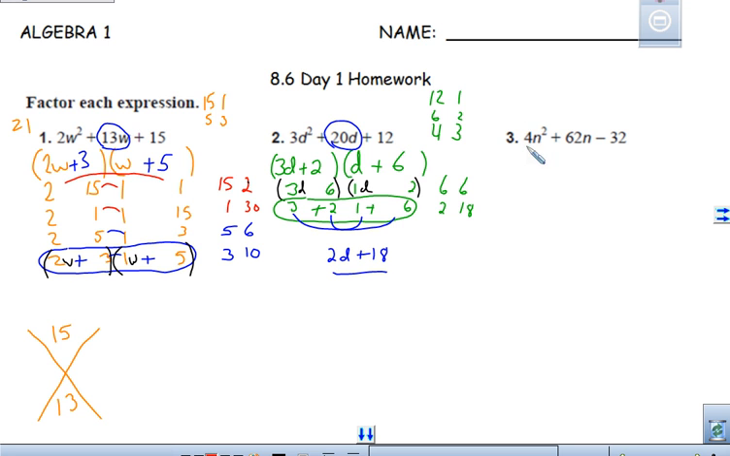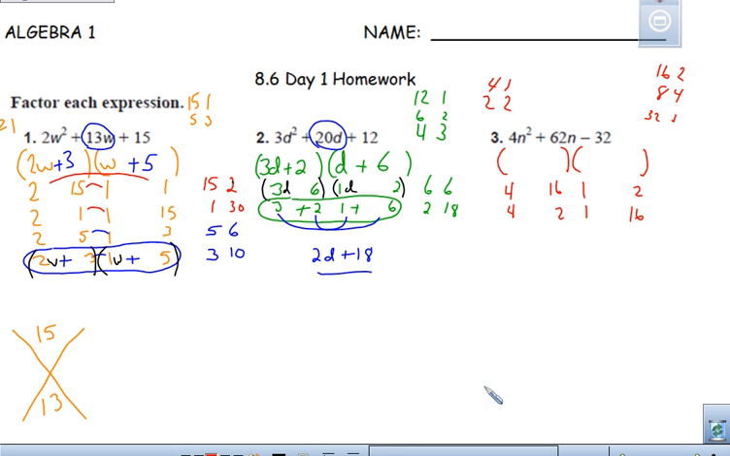Number 3 is a little bit harder because 4 is not prime, so we don't know what our first 2 numbers have to be. So products of 4 are 4 and 1, 2 and 2. For 32, the first ones I think of are 16 and 2, 8 and 4, and 32 and 1, obviously. So let's try with our 4 and our 1, and sometimes it's just lucky what you pick. So 4 and 1, and then we'll try the 16 and the 2 first. So 16, 2, or they could switch spots, 2 and 16.